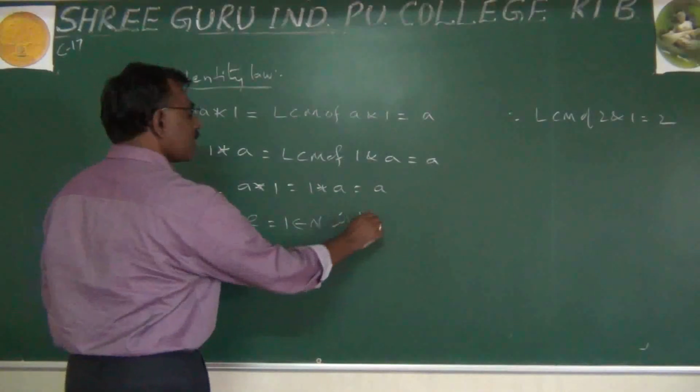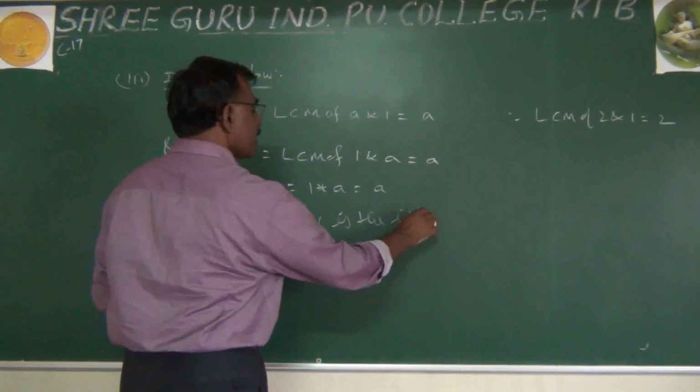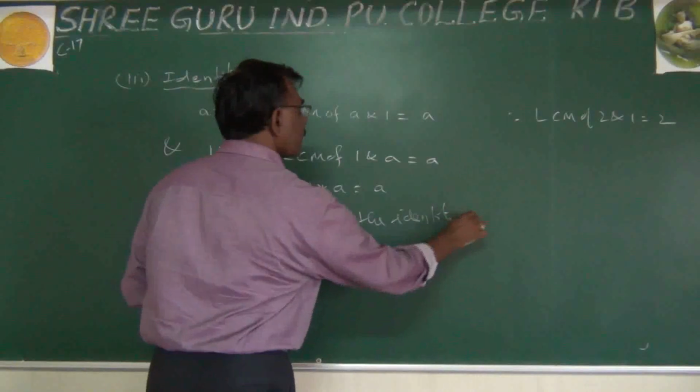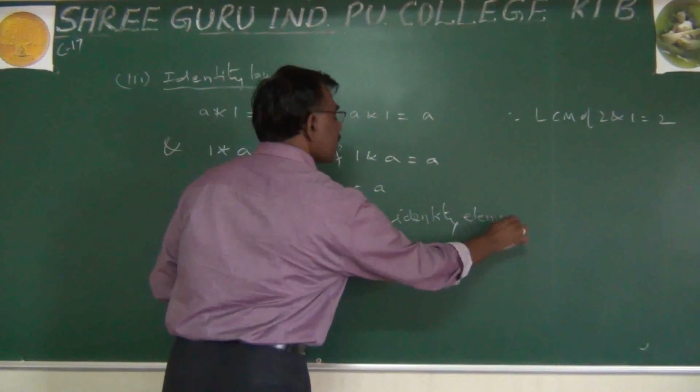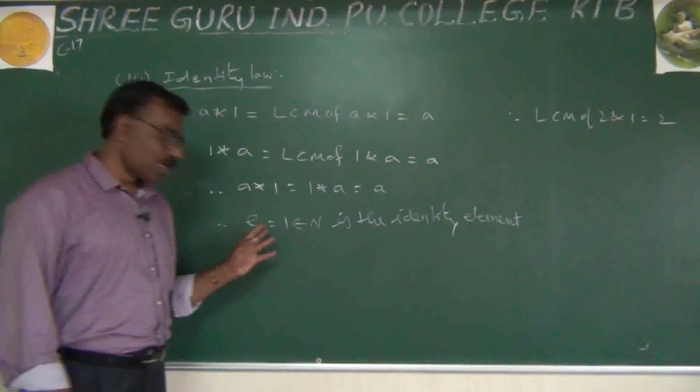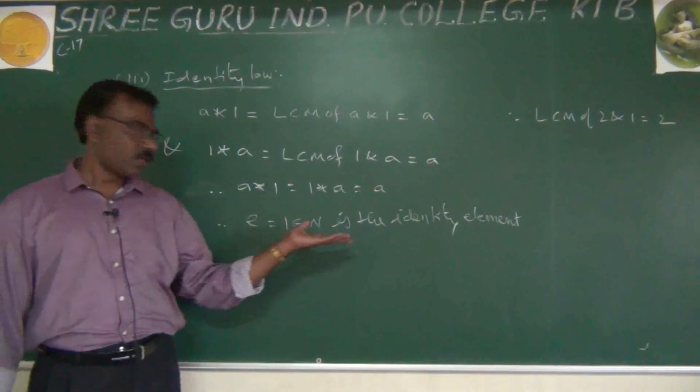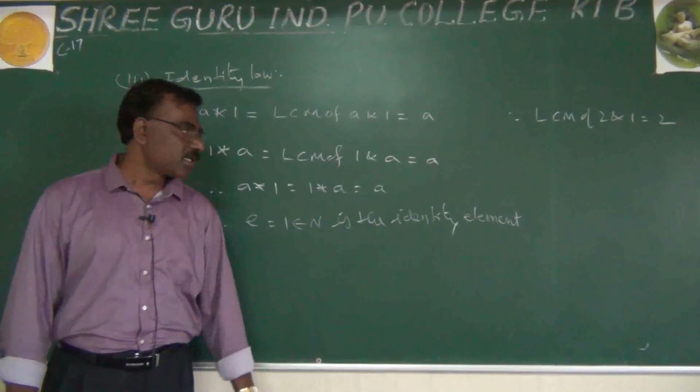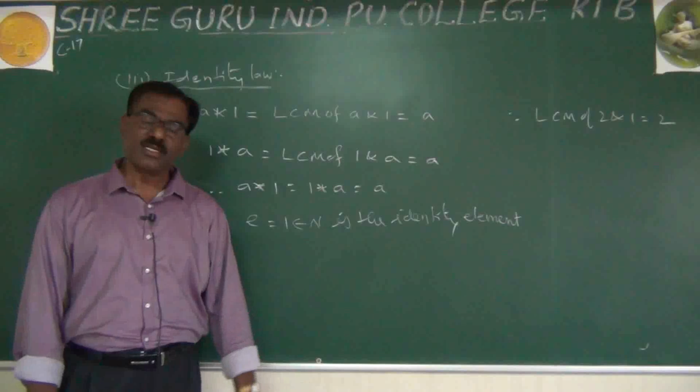E is the identity element. So I have written here E equals 1 belongs to N, the identity element.